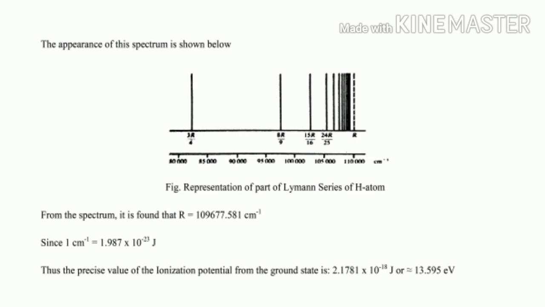Now we know that 1 cm⁻¹ is equal to 1.987 × 10⁻²³ joule. So if we convert this value from cm⁻¹ into joule, then we will have the precise value of the ionization potential from the ground state, which is equal to 2.1781 × 10⁻¹⁸ joule, or approximately 13.595 electron volt. So this is the ionization energy of the hydrogen atom. That means this much energy must be supplied to the electron for complete removal of the electron from the nucleus.